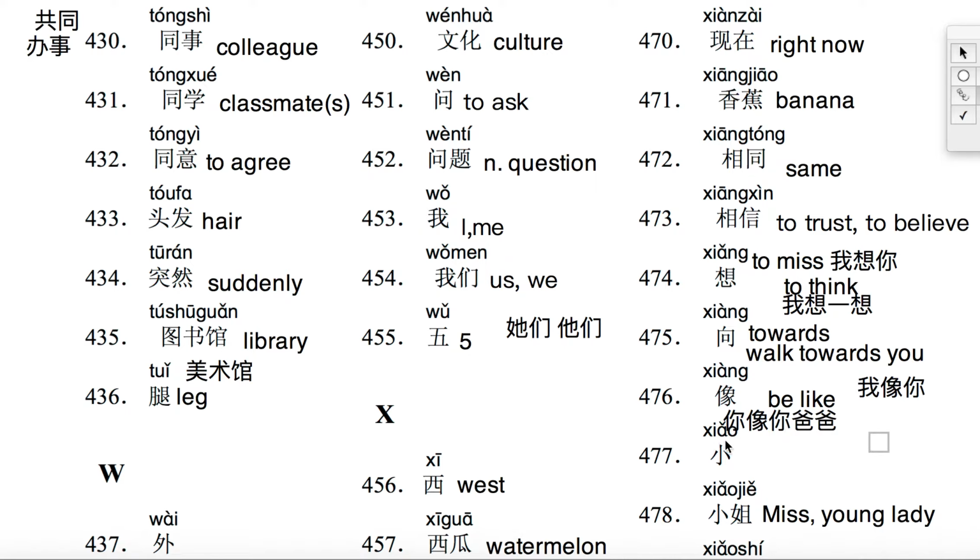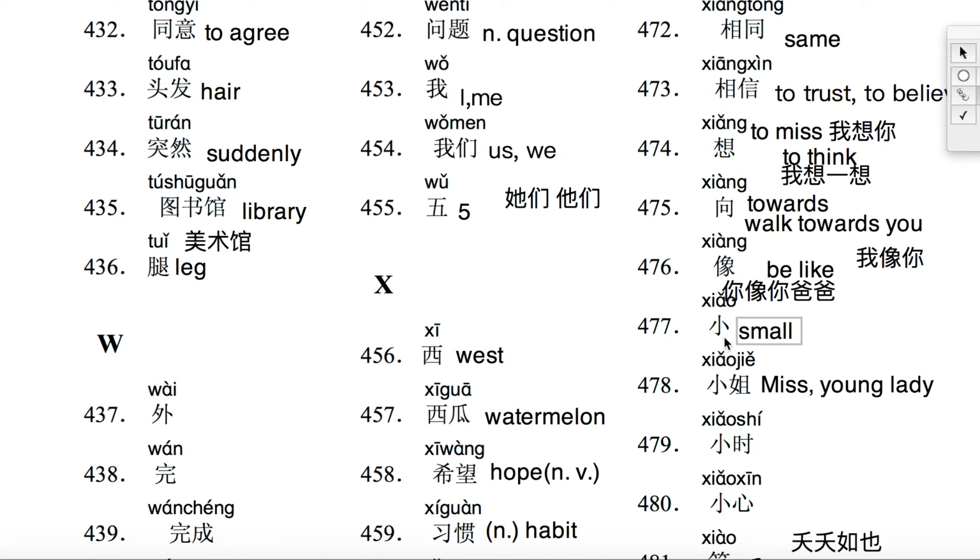477, 小, the third tone, it means small, okay? What about this one? 小人, literally it means small person, but it can also refer to the people who are always taking advantage of other people, not very ethical. Those people we call little man, 小人, so not a good man.